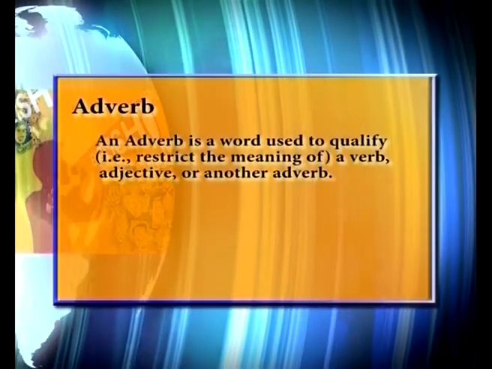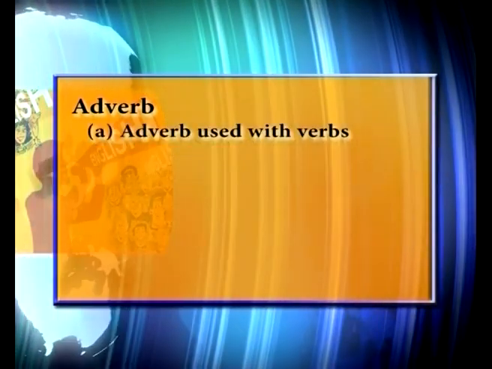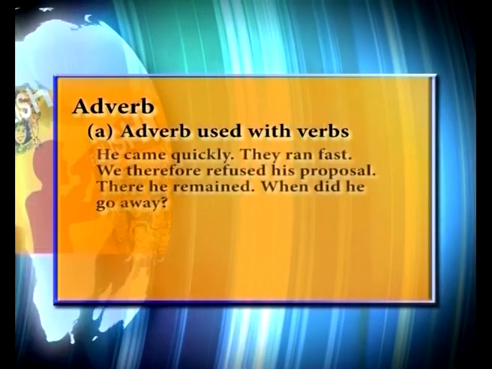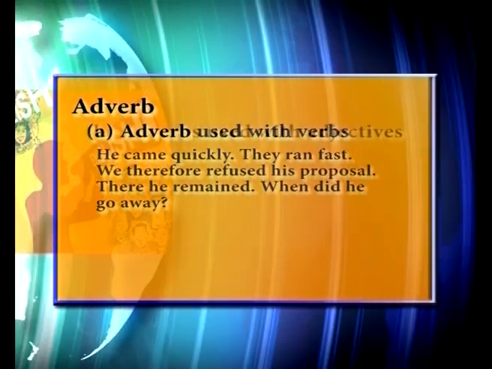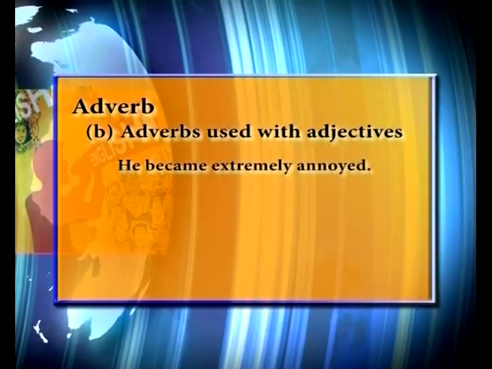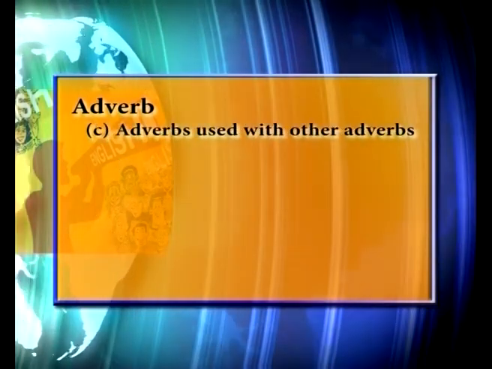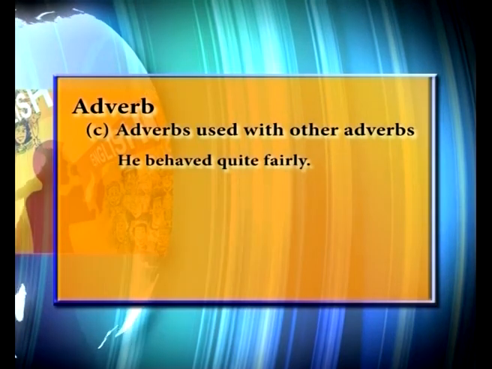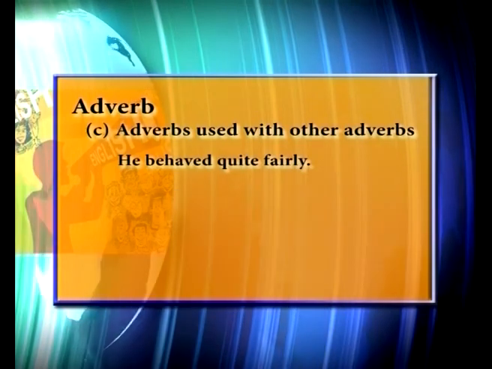Moving to the next theme, that is adverb. An adverb is a word used to qualify or restrict the meaning of a verb, adjective, or another adverb. For example, adverbs used with verbs. He came quickly. So quickly is adding something to the meaning of came. Second, adverbs used with adjectives. He became extremely annoyed. Annoyed is an adjective, extremely is an adverb. And the third, adverbs used with other adverbs. He behaved quite fairly. Fairly is already an adverb that is being supported by quite, another adverb.